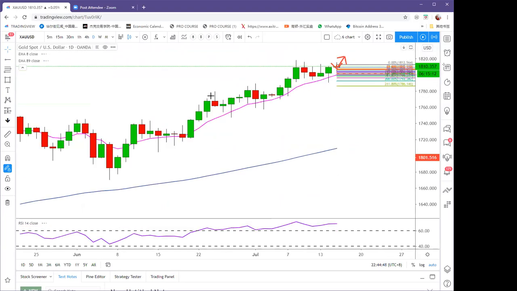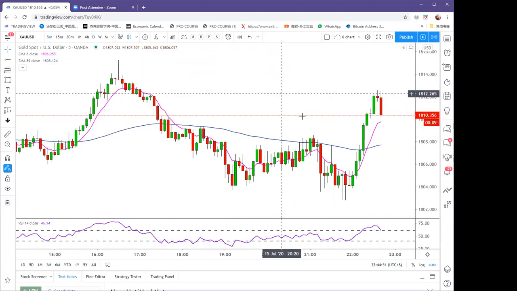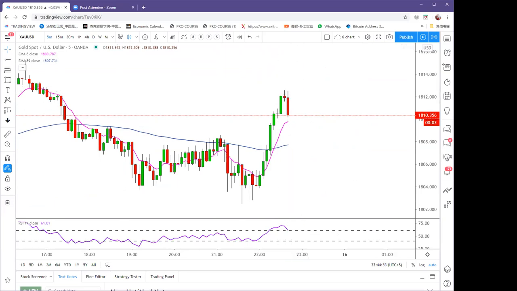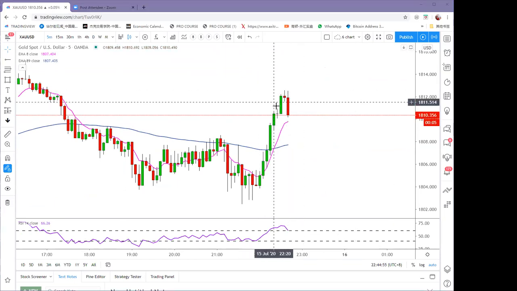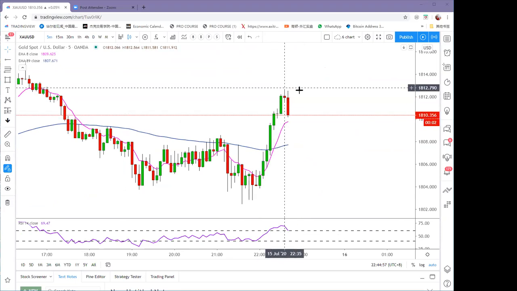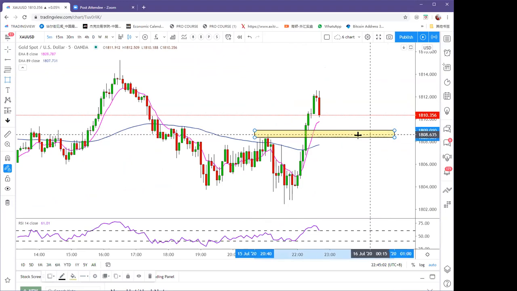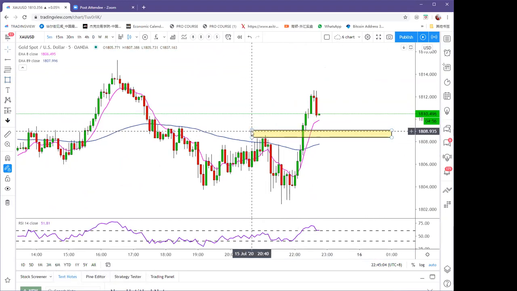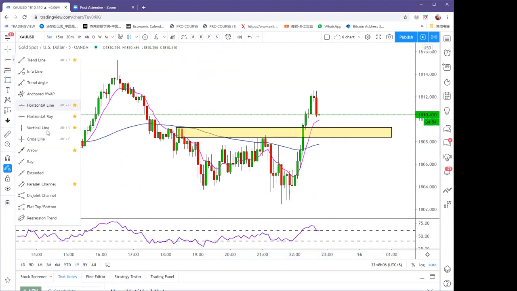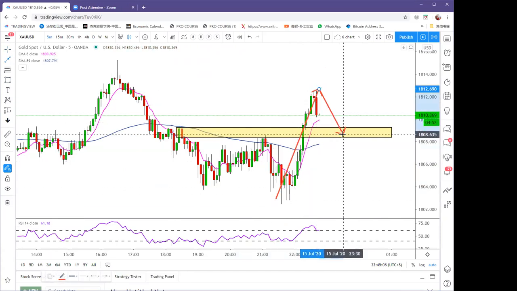Let's check the 5-minute charts. On the 5-minute chart, gold is making a little bit of correction. I think we can wait for the price to buy at 1808. Focus on this structure. To buy the gold, buy the dip. Breakout, buy the dip, and go.